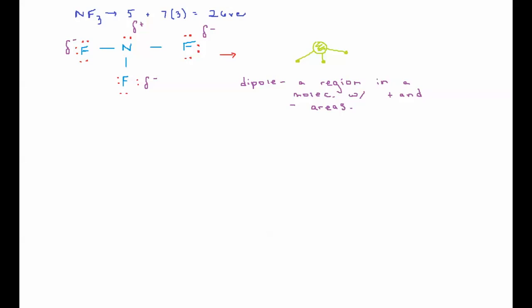And the way that we represent a dipole is with an arrow. So the way I like to think about it, since electrons are being pulled towards fluorine, that's how you represent it. So the arrow goes towards the more negative, the more electronegative atom. So here again, your dipole would be represented like that, and again, like that.